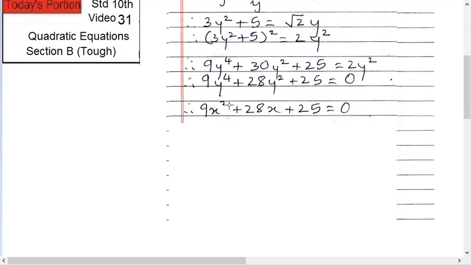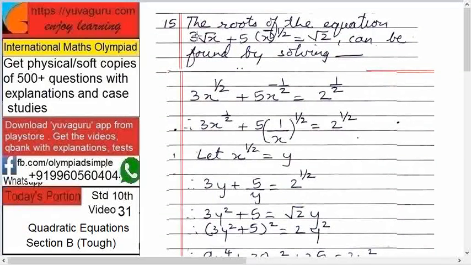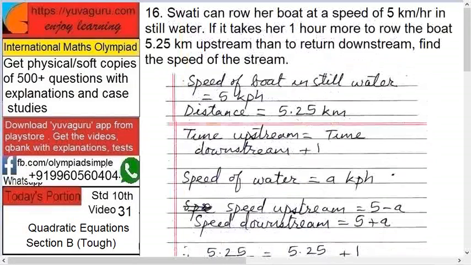So this equation 9x² + 28x + 25 will have the same roots as this: 3√x + 5 into x raised to the power minus 1/2 equals √2. Okay, that is the answer.